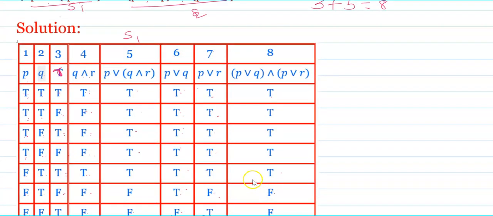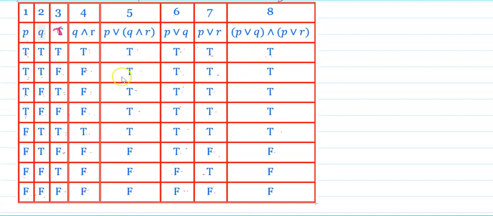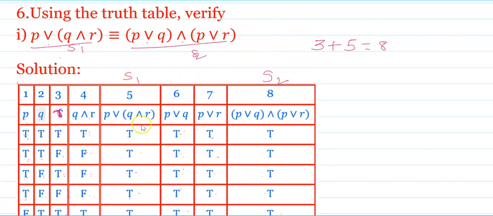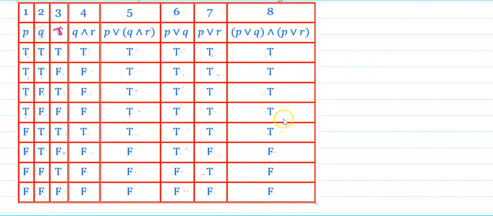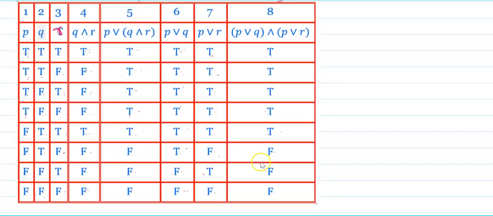Now see this, the column number. This is the second statement pattern S2. आता इथे जर बघितलं T, T, T, T, T, T, T, T and T, F and F, F, F, F, F. All the entries in the column 5th, the 8th are identical and therefore the given statement patterns are equivalent. बघू शकताय तुम्ही.